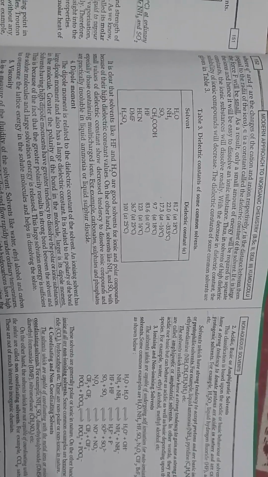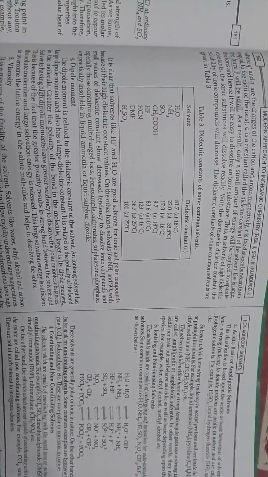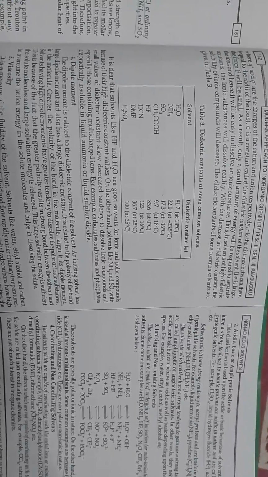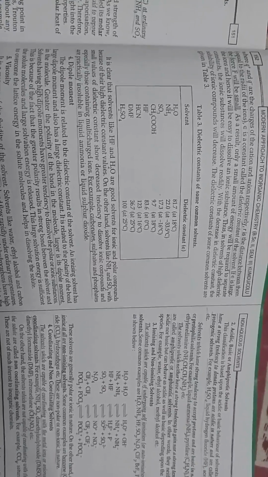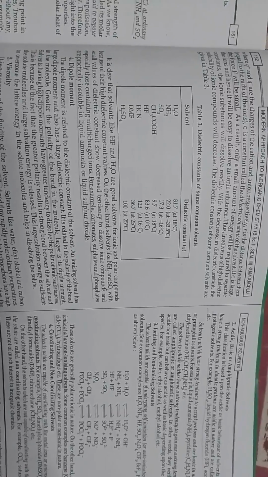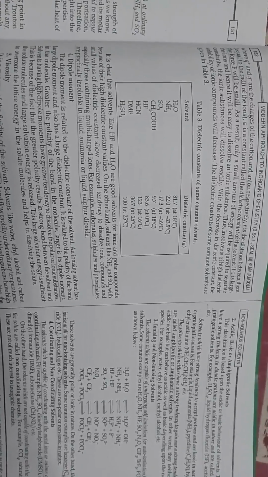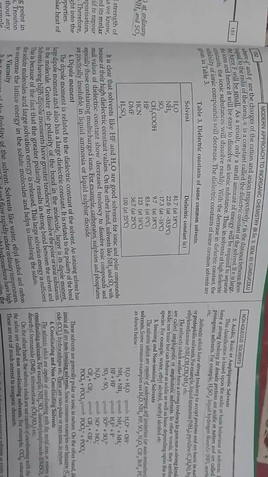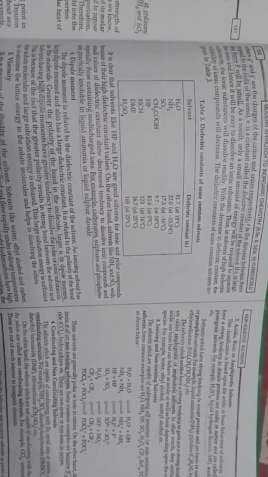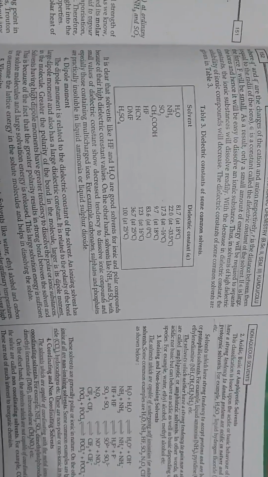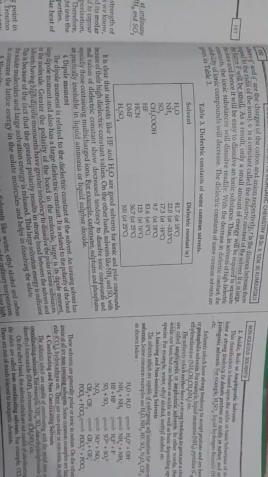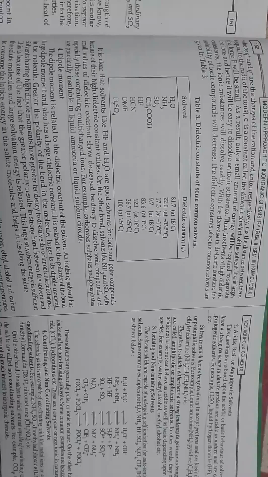where Q+ and Q- are the charges of cation and anion respectively, R is the distance between them, equal to the sum of the radii of the ions, and epsilon is a constant called the dielectric constant of the solvent. If epsilon is large, the force F will be small. As a result, only a small amount of energy will be required to separate the ions, and hence it will be easy to dissolve an ionic substance.